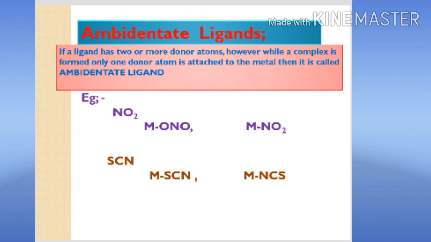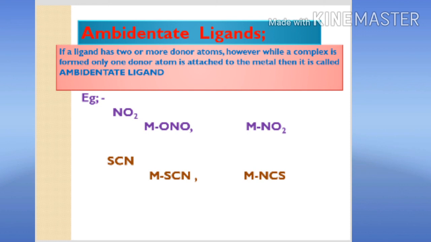An example is the NO2 group. There are two donor atoms, nitrogen and oxygen. If oxygen forms the bond with the metal ion, it becomes nitrito, and if nitrogen forms the bond with the metal, it becomes nitro. In this case, out of oxygen and nitrogen, only one atom donates its electrons to the metal. Similarly, in the SCN group, there are two donor atoms, nitrogen and sulfur, but out of that only one donates its electrons to the metal atom.